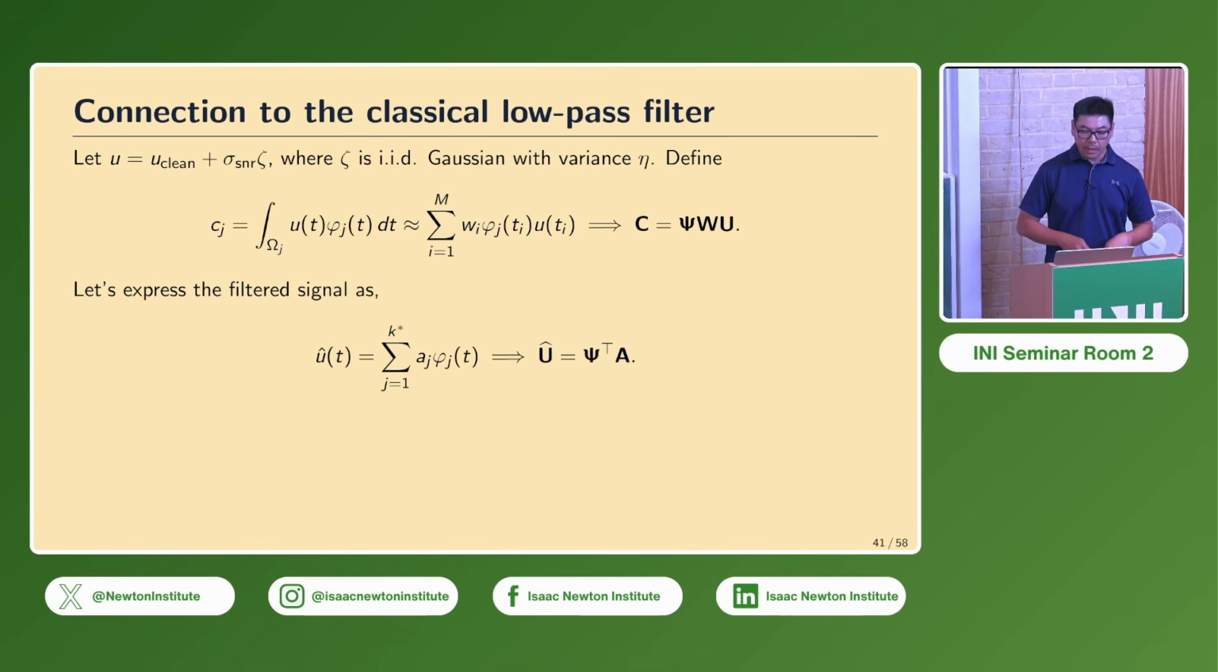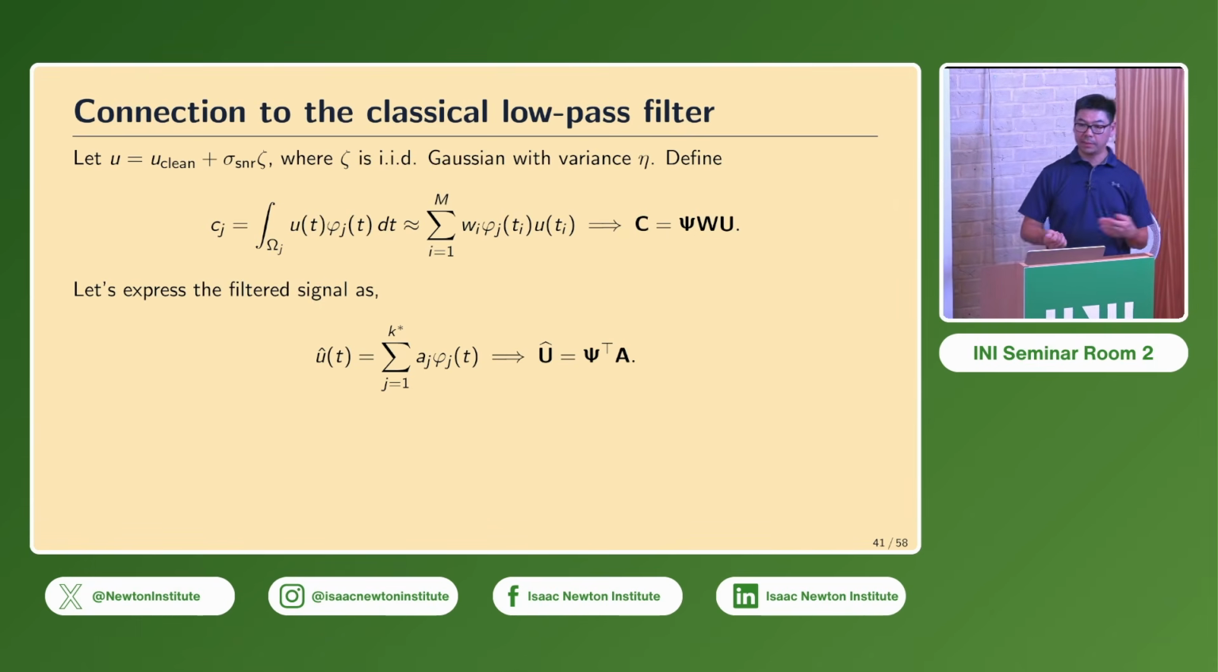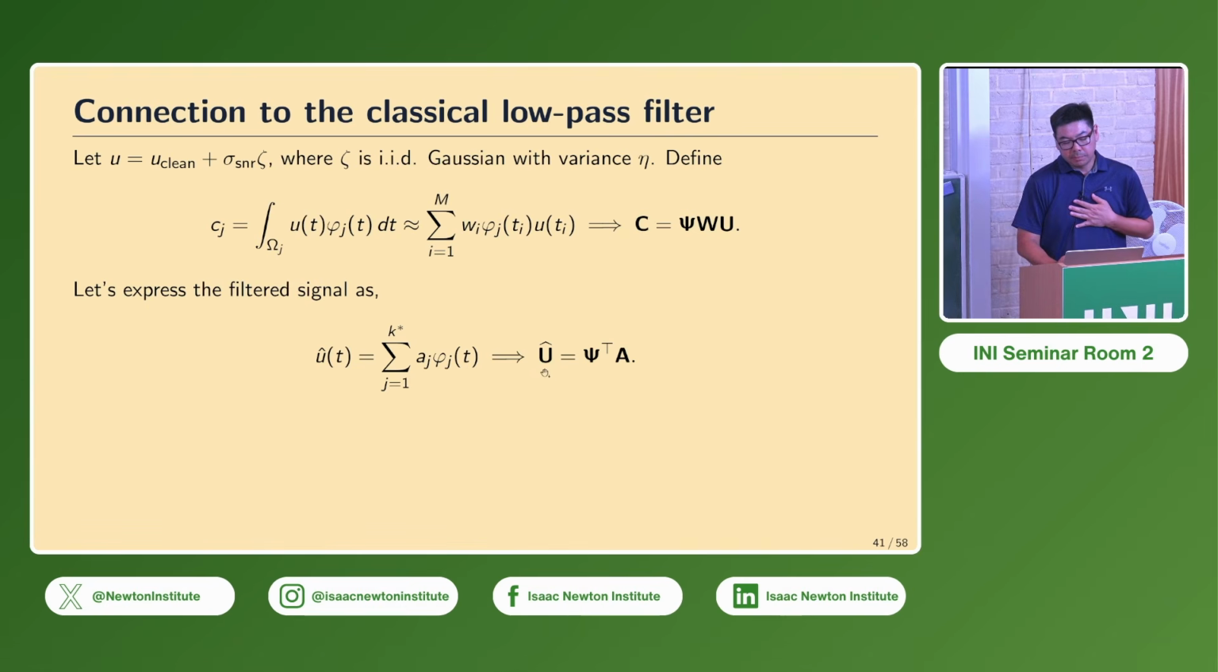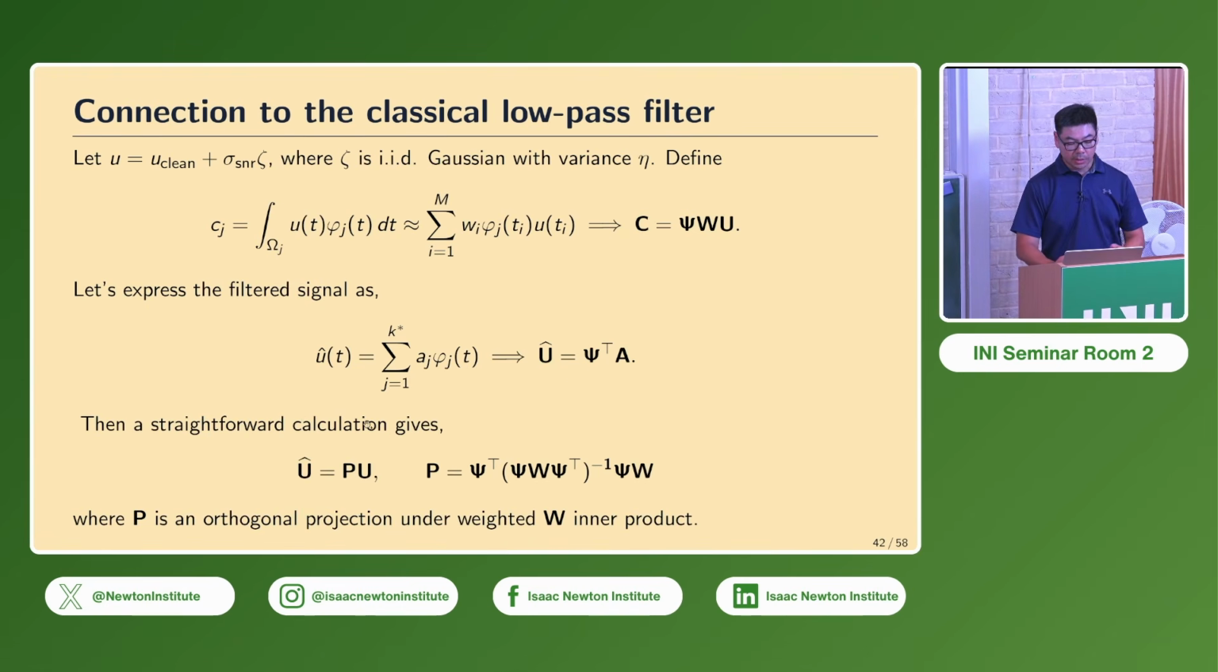Now, let me express the filtered signal. Let's say I have a filtered signal represented by linear superpositions of these bases. These bases are band limited functions. In linear algebra, you write it down like this, and then with a straightforward calculation, you can write it this way: u hat is P of u, where P will just be this. This is effectively an orthogonal projection under a weighted inner product.